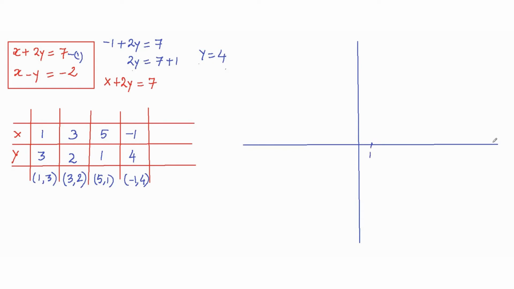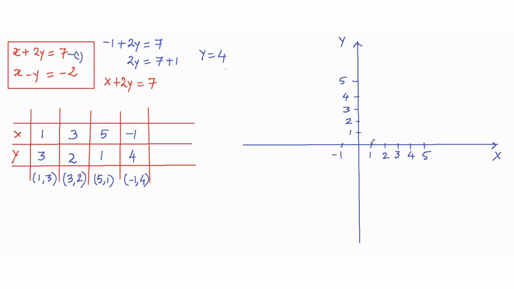This is 1, this is the x-axis. So always mark your axis first after you plot your graph. So x is 1, x is 2, x is 3, x is 4, x is 5. Similarly, y is 1, y is 2, y is 3, y is 4 and y is 5. Let's take x equal to minus 1 also.